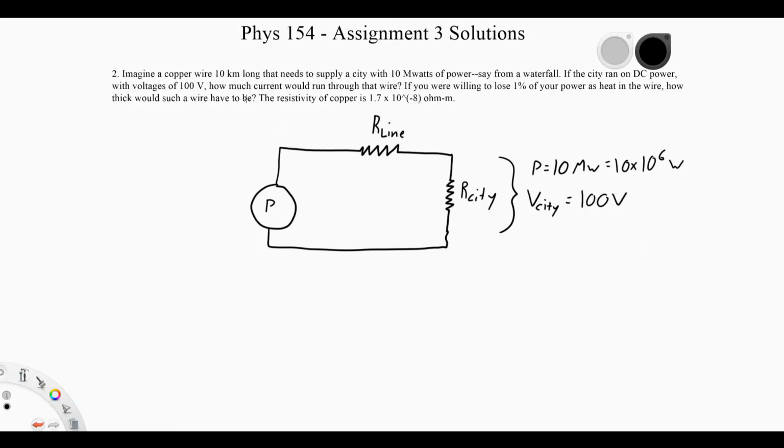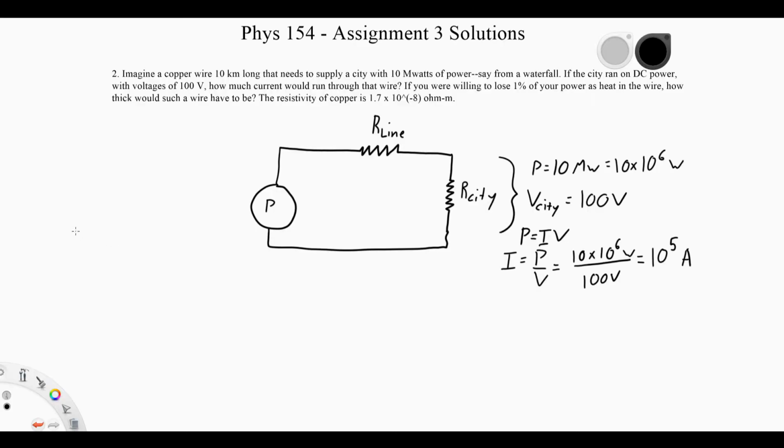And the first thing we want to find is how much current would run through that wire. So for this, we're going to use the equation P is equal to IV, where this is just power is equal to the current times the voltage. We're going to solve for current, I, by dividing by the voltage V to get current is equal to the power divided by the voltage. So we're going to plug in that 10 times 10 to the 6 watts, divide by 100 volts, and that'll leave us 10 to the 5 amps. That is the answer to the first part of the problem.